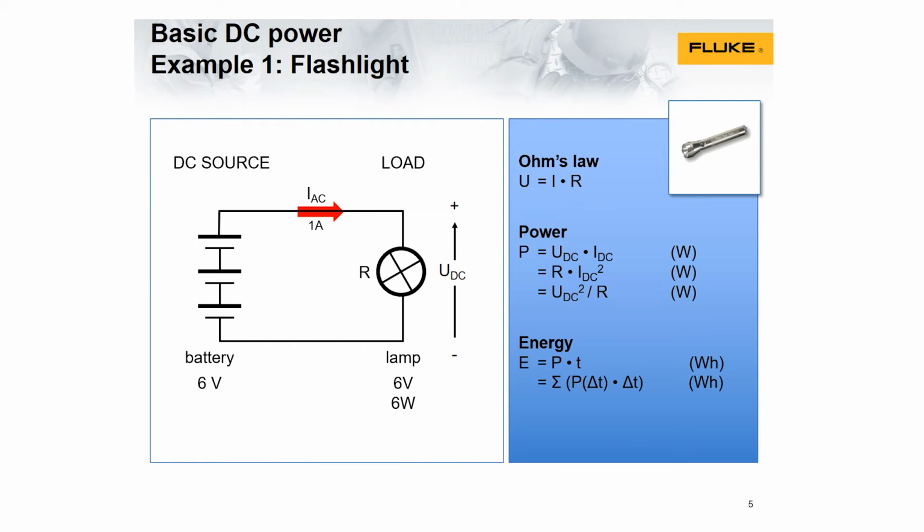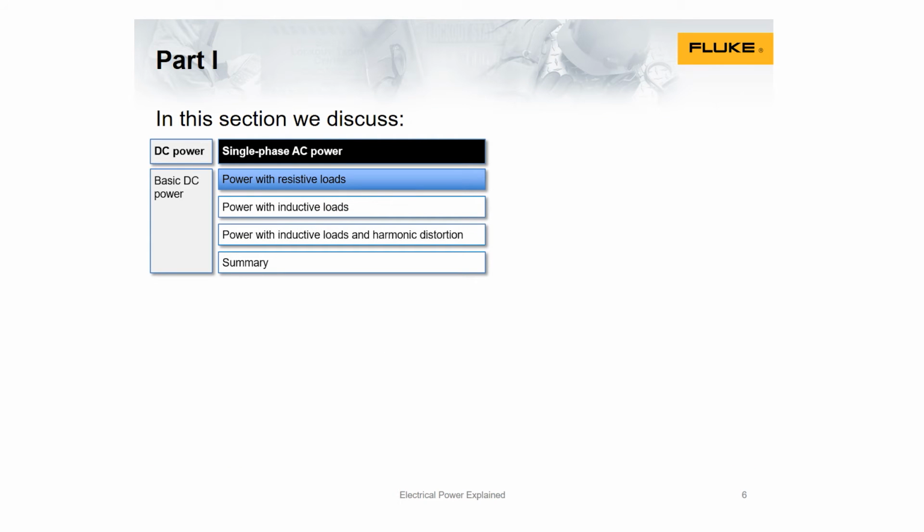Energy. Power is the rate of energy flow in a circuit. So, energy is the power multiplied by the time T that it flows, generally measured in watt-hours or kilowatt-hours. If the power is not constant, you can approximate it by taking many samples, each lasting a short time, delta T, over which the power delta P is near constant. Then, the energy is the sum of all the individual power samples.